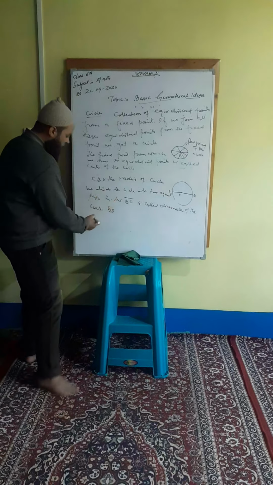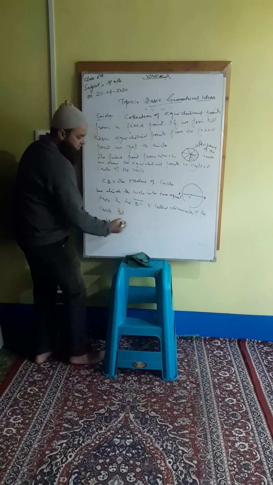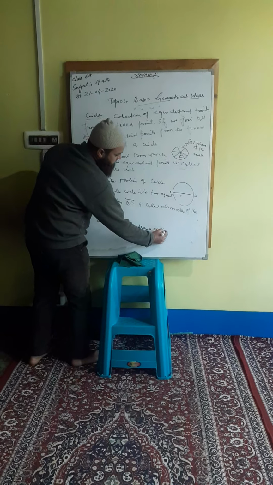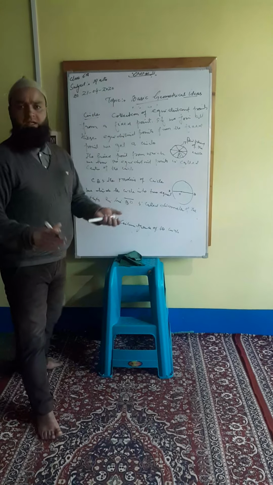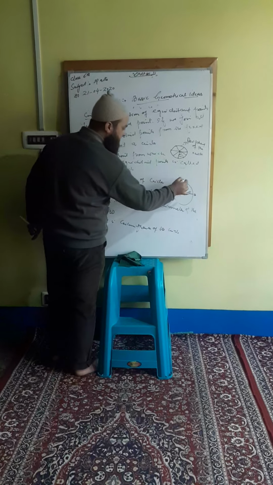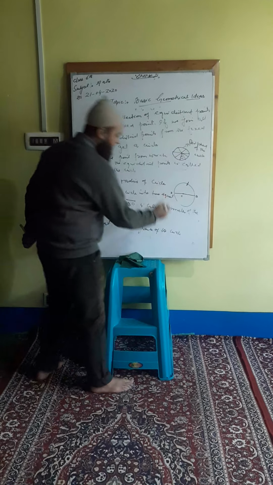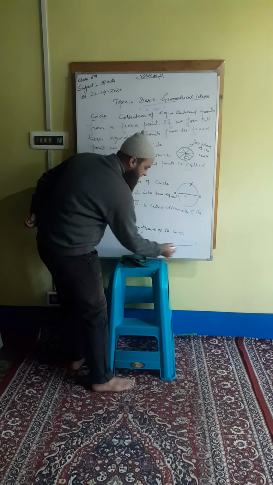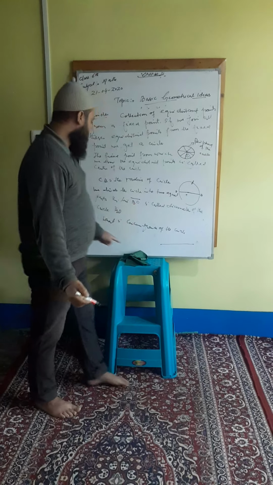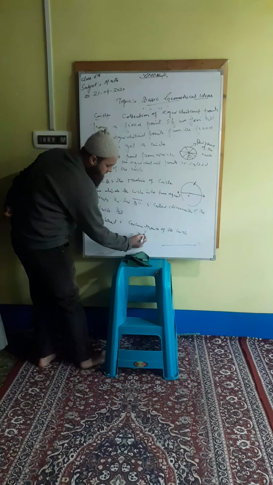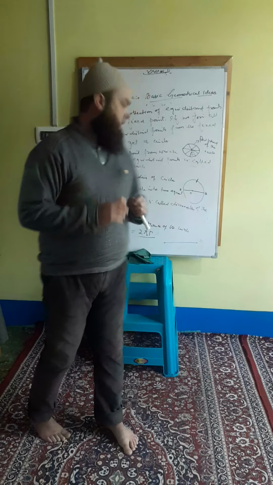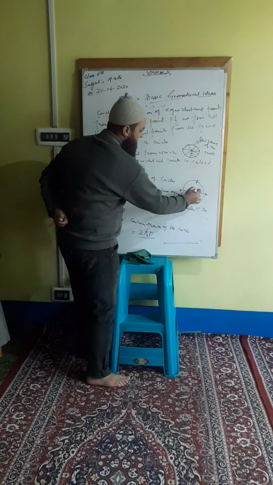Now, what is the circumference of the circle? The circumference of the circle is the length of the boundary of the circle. If we cut this circle here, it forms a straight line. That means it is the boundary of this circle. So it is equal to 2 pi r, where pi is a constant and r is the radius of the circle.